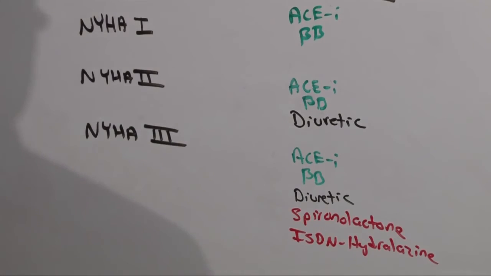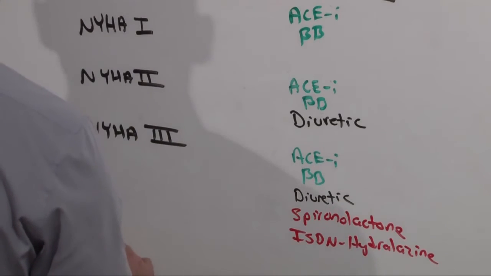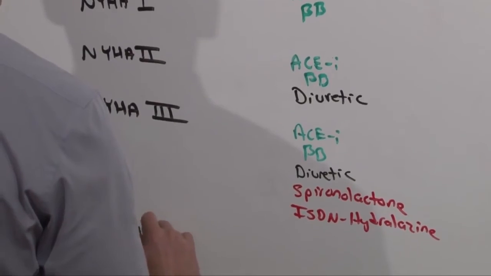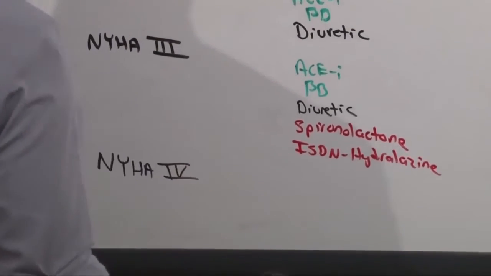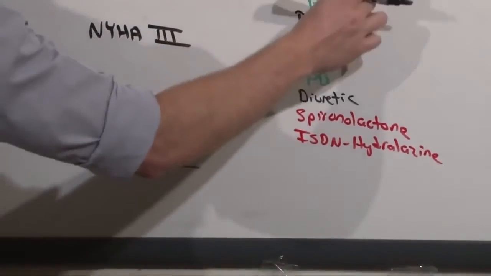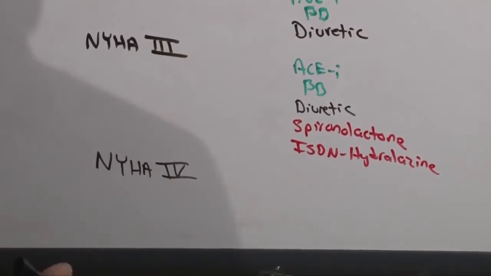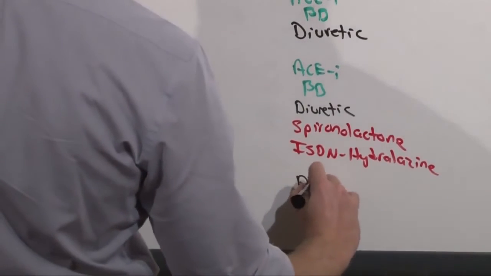Class 4 patients are the ones who are the sickest. These are people who are short of breath at rest. I want you to feel that you're going to continue each of these therapies, but you're now going to consider this patient for palliation.